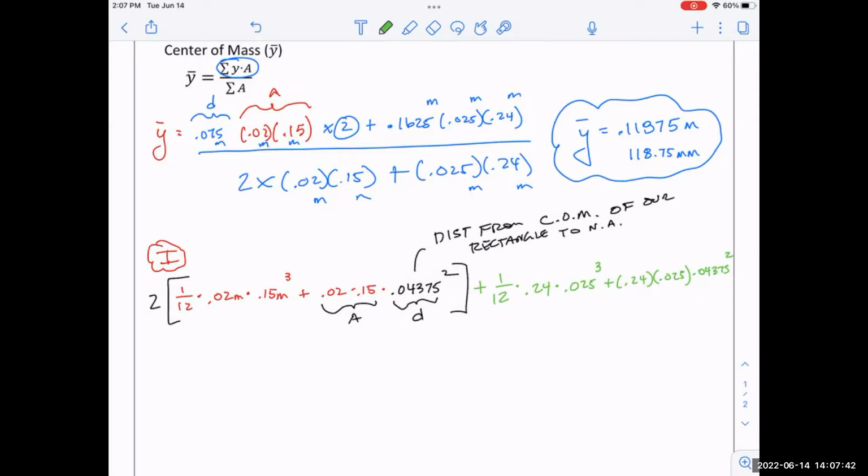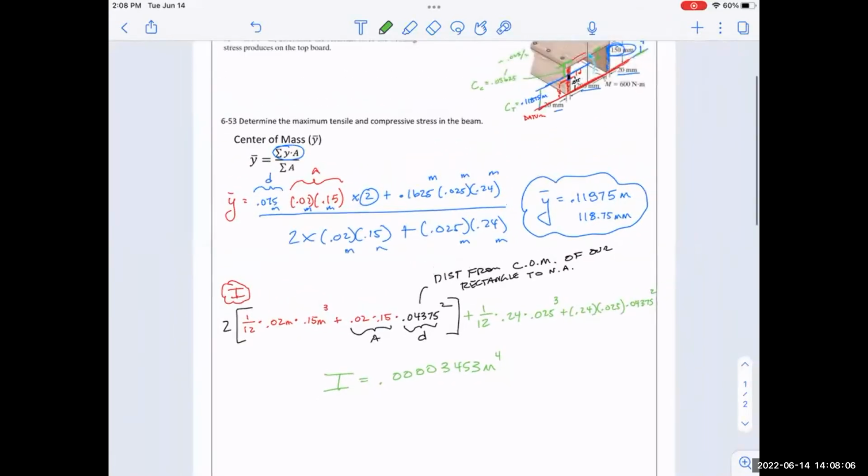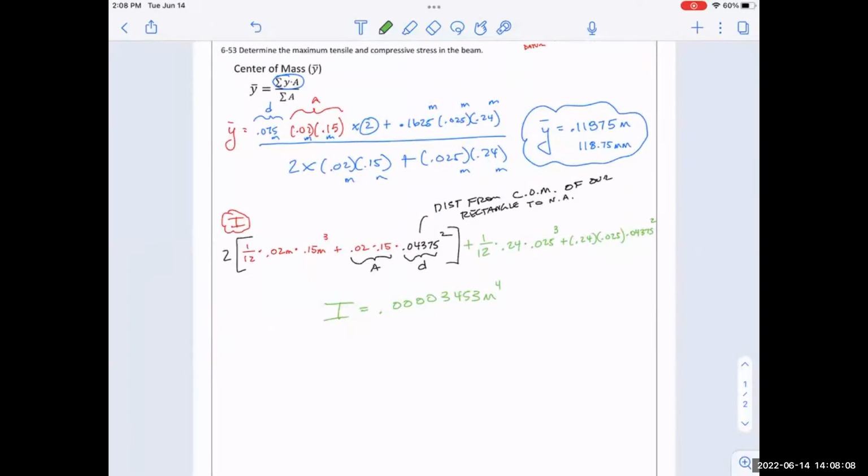So what do I get for this I value? I get 0.00003453 meters to the fourth. So part of me is thinking, man, we should have done this in millimeters. But remember, we're about to need this for something, and so maybe we'll get lucky, but I don't know. But notice we have all the ingredients we need now. Remember, the formula for what we're actually after here is sigma equals M times c divided by I.